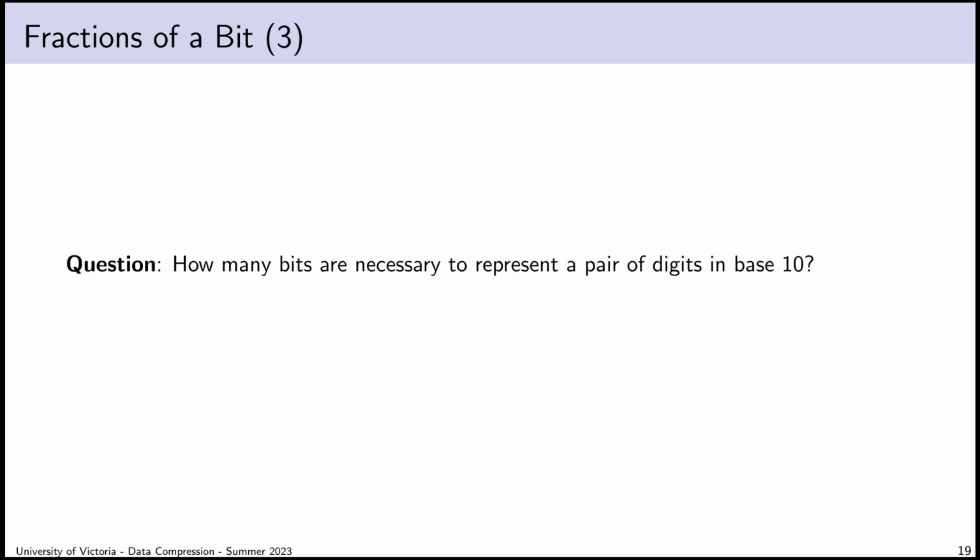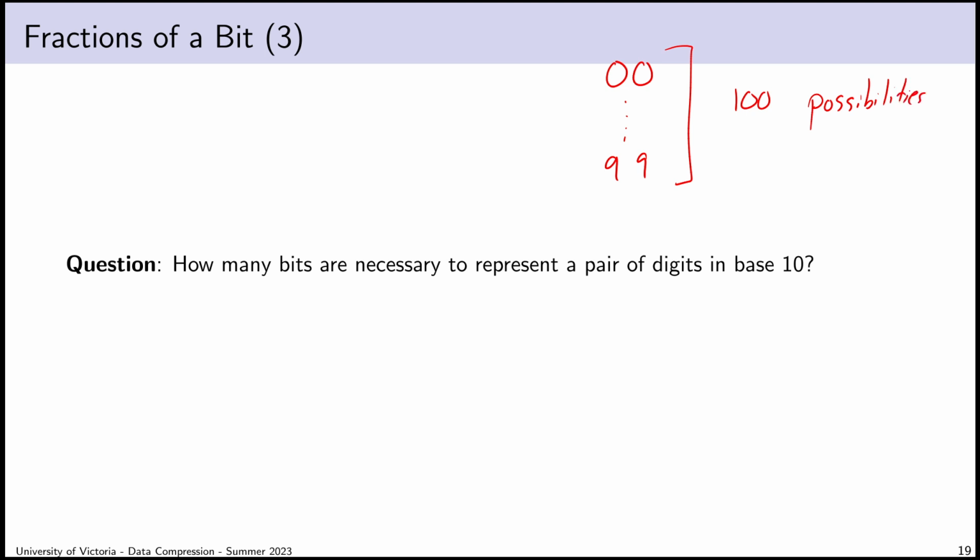How many bits are needed to represent a pair of digits? My pair will range from 0, 0 all the way up to 9, 9. I want to represent exactly 2 digits in base 10, as a thought experiment. Well, there are 100 possibilities, right? 0, 0 up to 9, 9. So how do I do that?